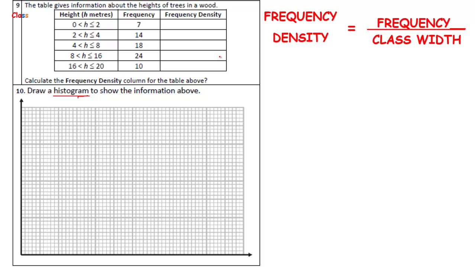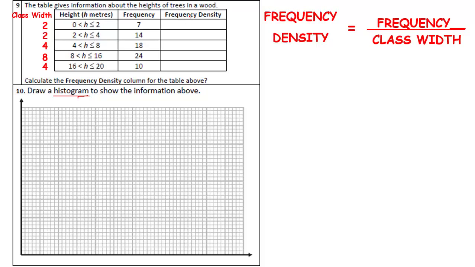Let's find the class widths first. The class width is the size of each of the classes. Basically, the bigger number taken with the smaller number. That tells you the size. So 2 taken with 0 is 2, and so on. 4 taken with 2 is 2. 8 taken with 4 is 4. 16 taken with 8 is 8. 20 taken with 16 is 4. So these are all my class widths.